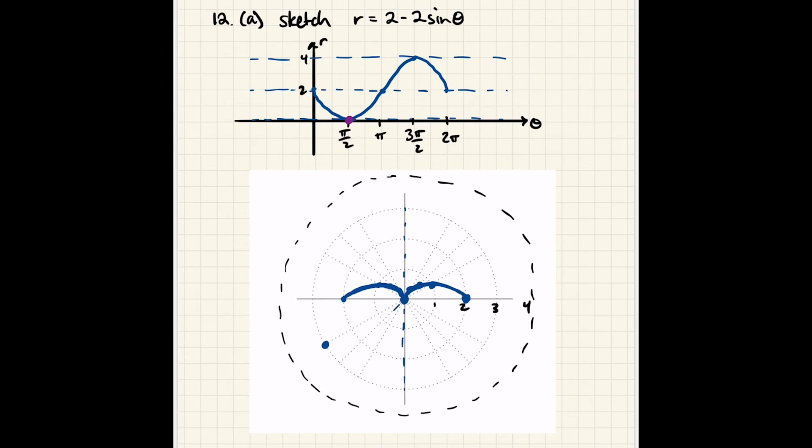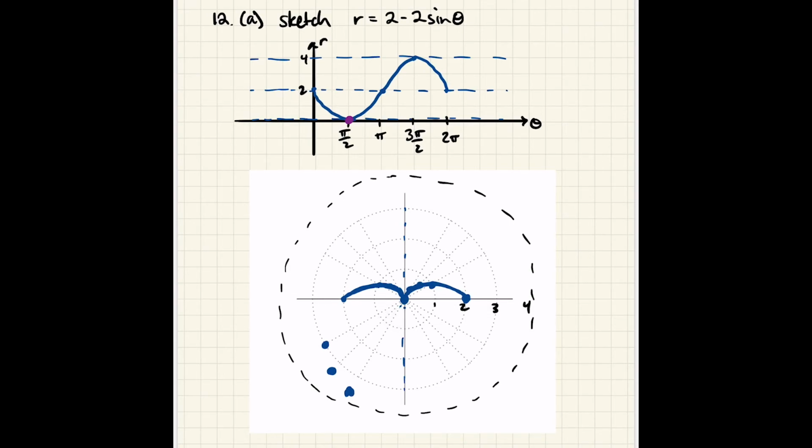All right. Next is 5 pi over 4. Sine of 5 pi over 4 is negative rad 2 over 2. 2 of those is negative rad 2. 2 minus negative rad 2 is 3.4. So that's about here. All right. Next is 4 pi over 3. Sine of 4 pi over 3 is negative rad 3 over 2. So this is like 2 plus rad 3. So that's like 2 plus 1.7, which is about 3.7.